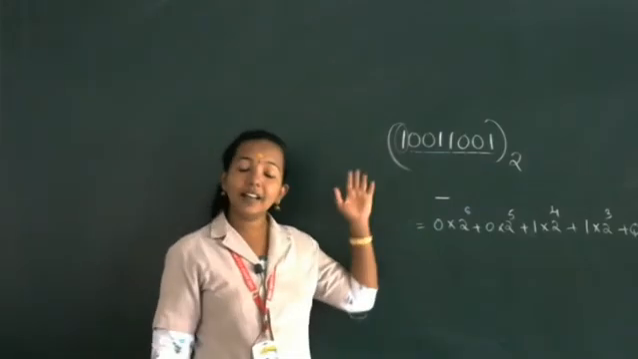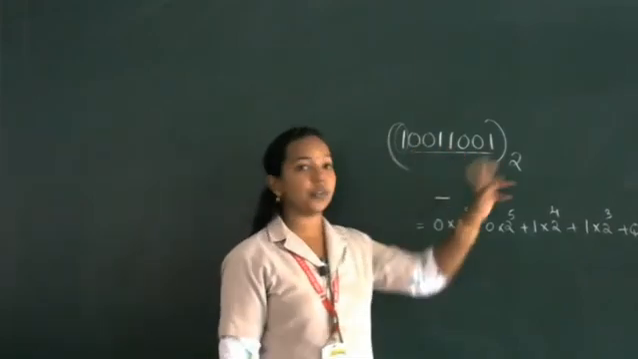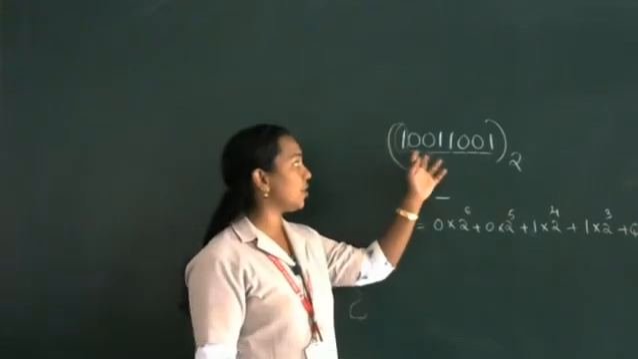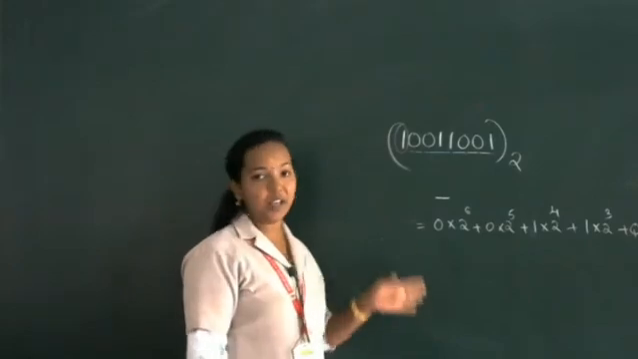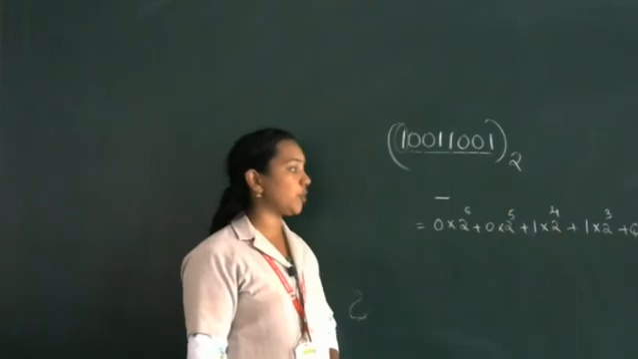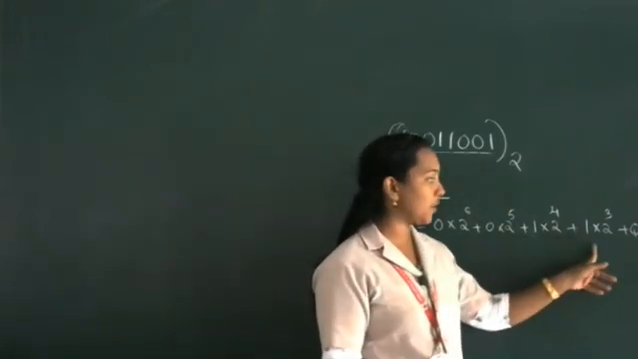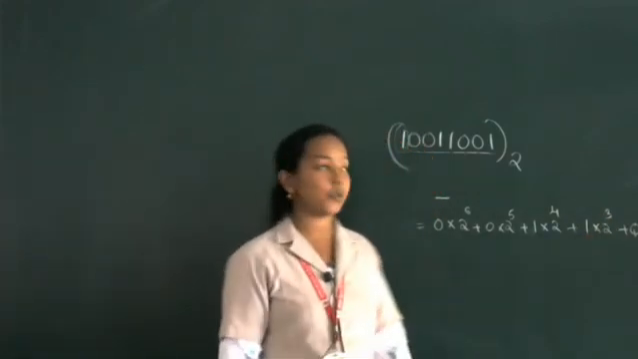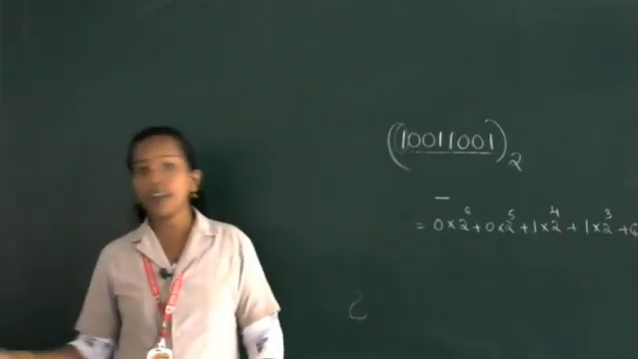So we are taking the remaining 7-bit number 0, 0, 1, 1, 0, 0, 1. That means we are extracting the remaining bits and using this number. Then we multiply each bit with its place value. So 0 into 2 raised to 6 plus 0 into 2 raised to 5 plus 1 into 2 raised to 4 plus 1 into 2 raised to 3 plus 0 into 2 raised to 2 plus 0 into 2 raised to 1 plus 1 into 2 raised to 0. Okay, so we can write like this.